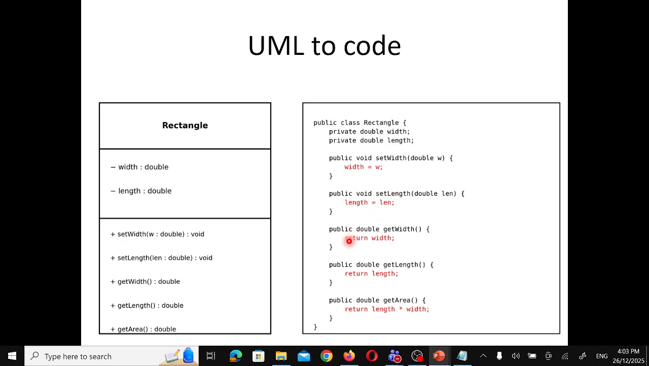Next we have get width, which returns the width value. The method get length returns the length value. And we have get area, which returns the computed area, such as length times width. So this is the transformation between your UML and the Java code.